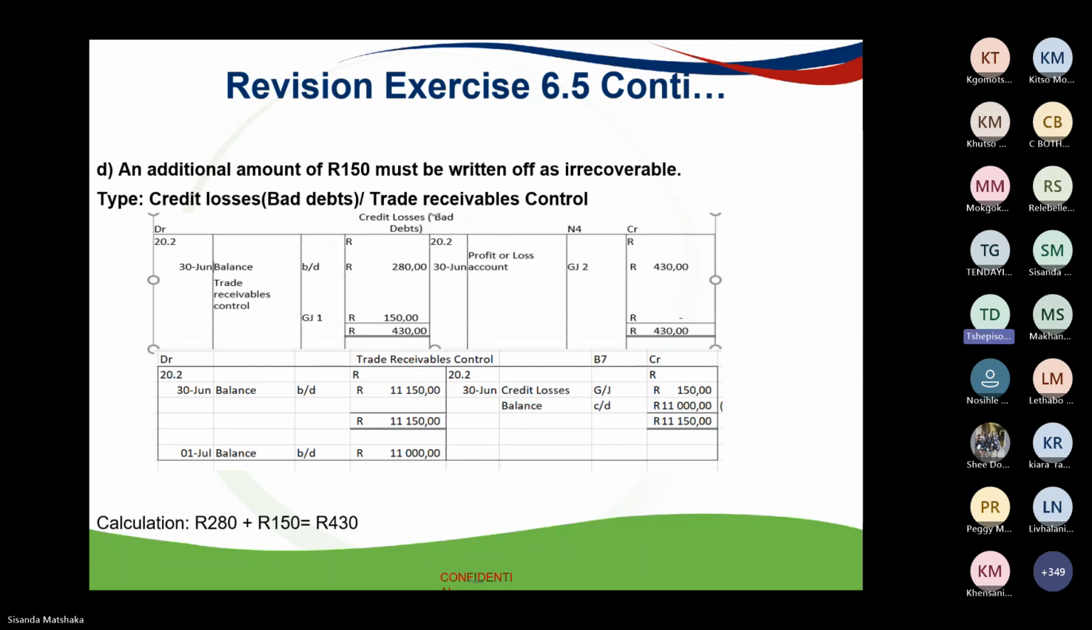Okay. So the next one would be the credit losses, which is the bad debts. If you look at the additional information that we've received, an additional amount of 150 must be written off as irrecoverable. And the accounts that would be affected would be the credit losses, also known as bad debts, or the trade receivables control account. Go to the next slide, thank you.